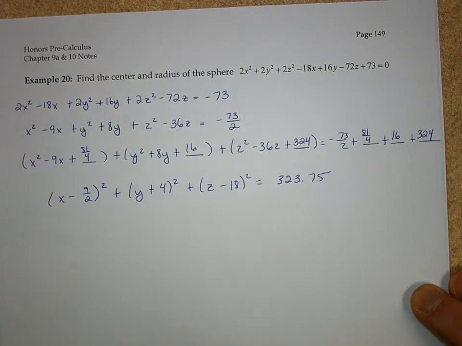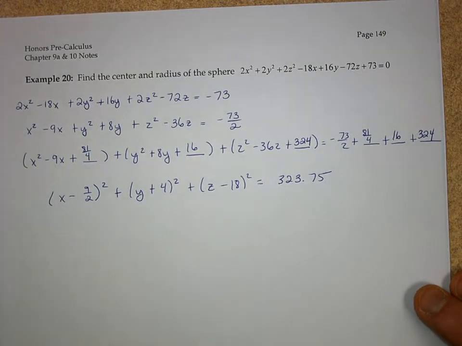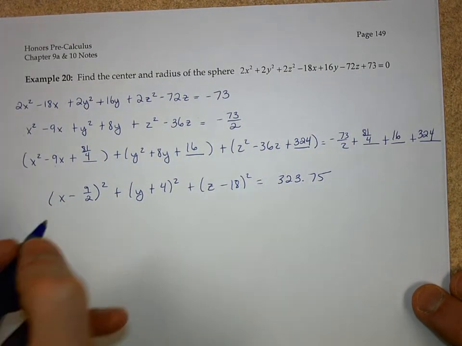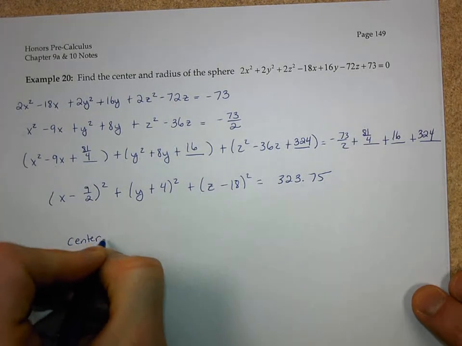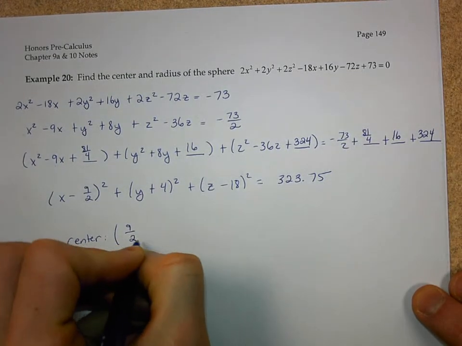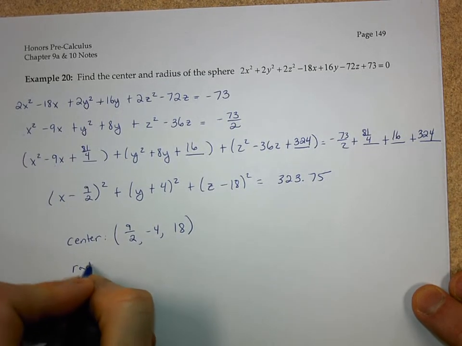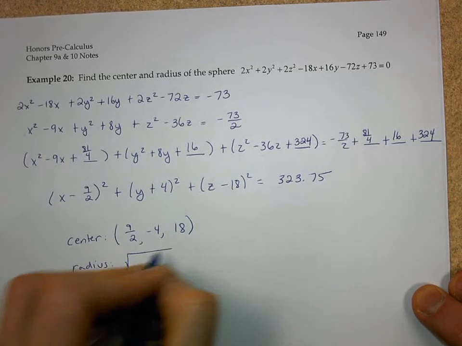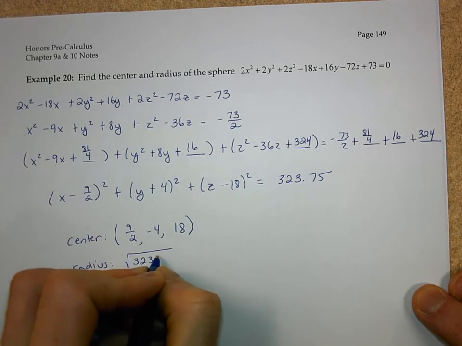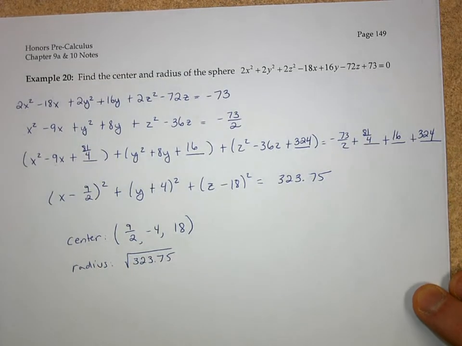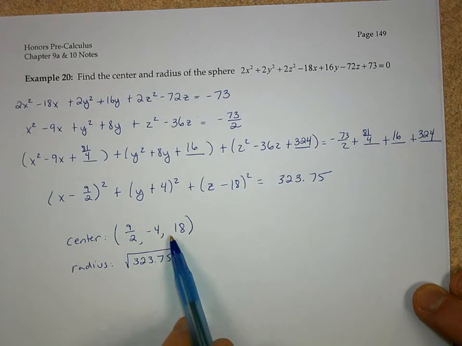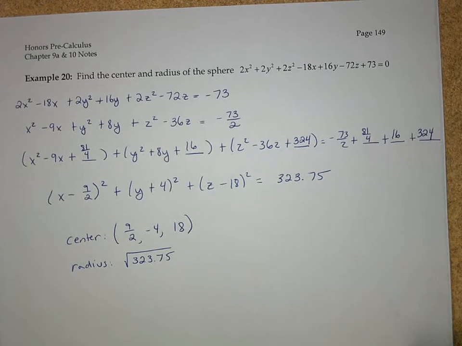So now I've got this written in standard form. And I want to know what the center and the radius is. So the center will be 9 halves, negative 4, and positive 18. And the radius will be the square root of 323.75. So there's my standard form, my center, and my radius.